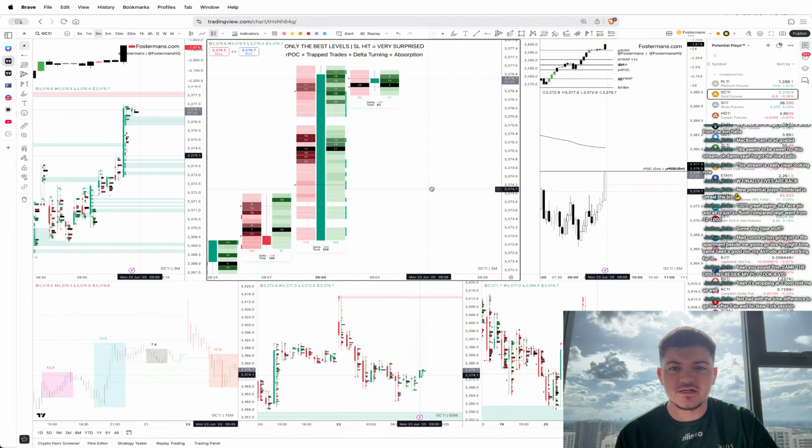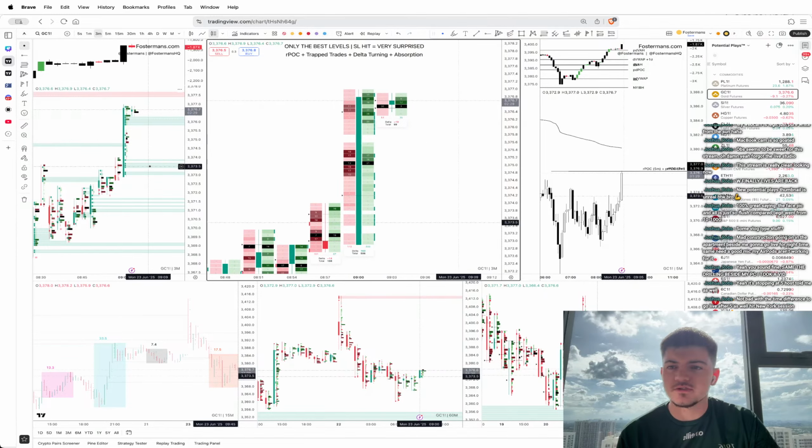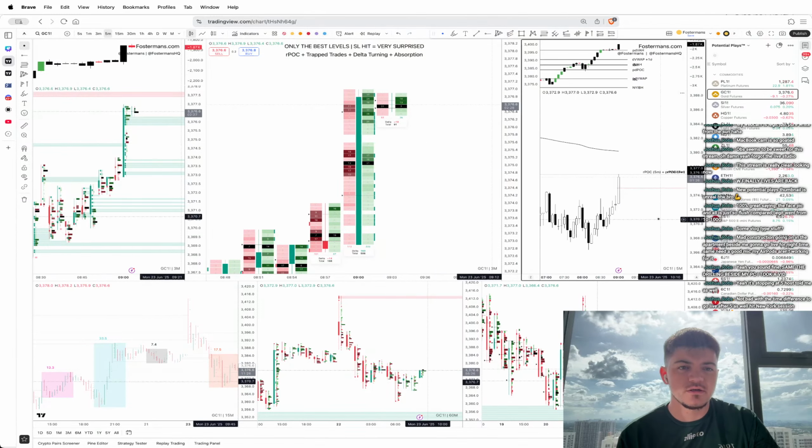Right, we hit that level. We've got negative delta coming in. Still going to move up though. Some delta divergences right now.